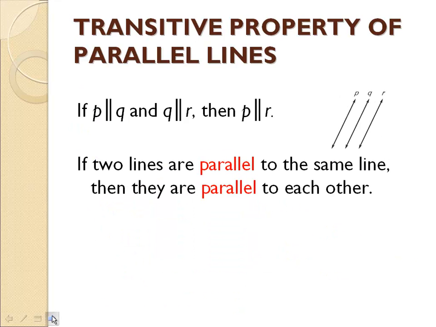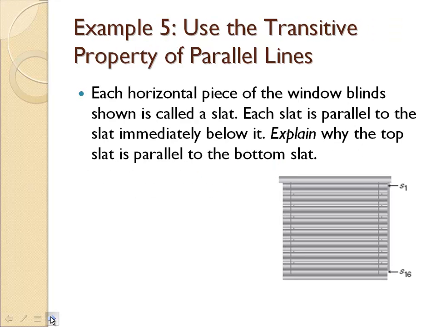The transitive property of parallel lines. This one's kind of common sense here. So if two lines are parallel to the same line, so P is parallel to Q, and R is parallel to Q, then they're parallel to each other. Just kind of makes sense. So if P is parallel to Q and Q is parallel to R, then P is parallel to R. Kind of common sense here.